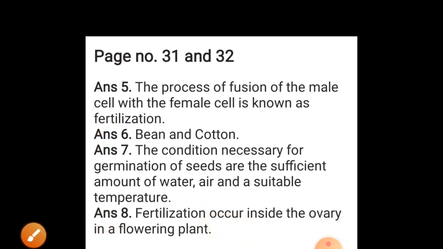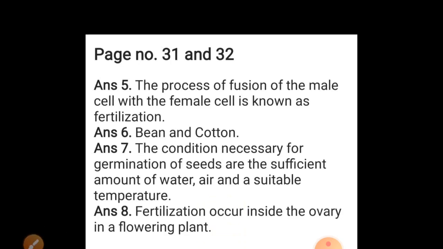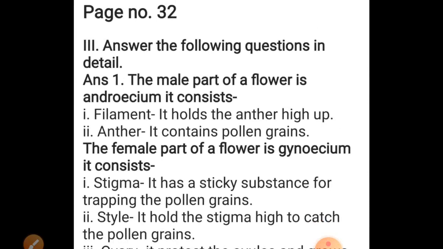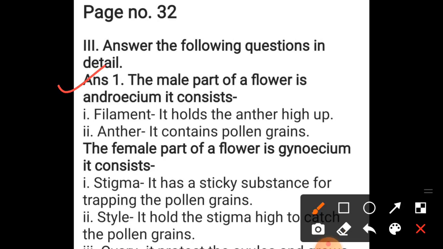Now I hope you all get it. Now answer the following questions in detail. It is on page number 32. Your first question is, what are the male and female parts of a flower? Mention the functions of each. So here the male part of a flower is the androecium. It consists of the filament. The function of the filament is that it holds the anther high up. Second, the anther contains pollen grains.